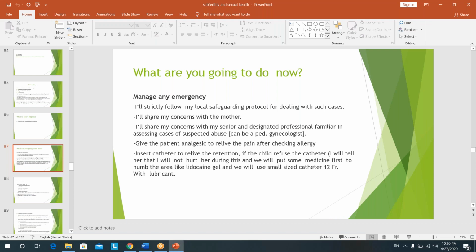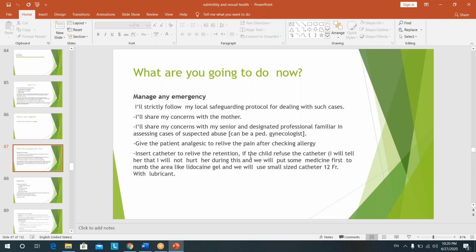Also, the emergency management will include analgesia for this patient. You can mention it at the start, to be safe and not to forget it, because this is a very important point. So I will offer this patient analgesia, a painkiller, at the start of the meeting, after checking her allergy. Insert the catheter to relieve the retention.